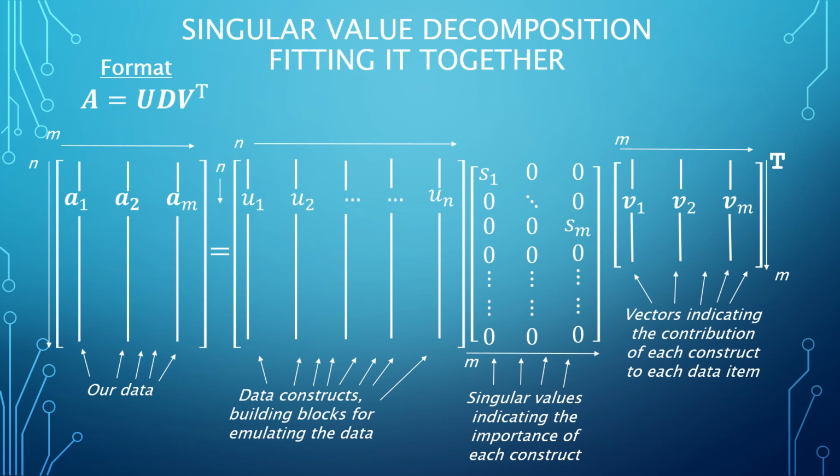With that in mind, we need to know how to mix, match, and combine these constructs so as to recreate our original data set. That's where the V matrix and the central singular value matrix come into the equation.